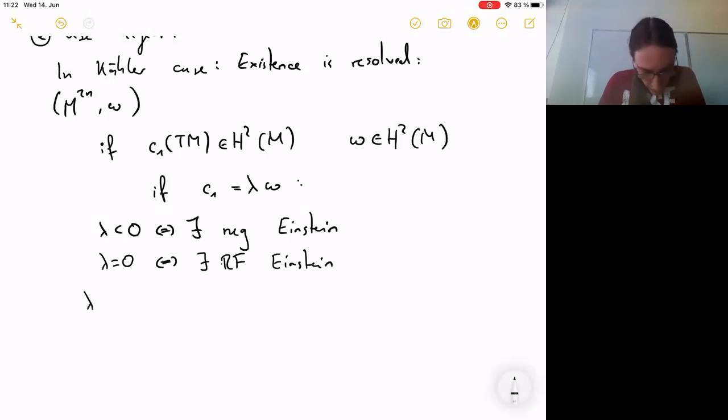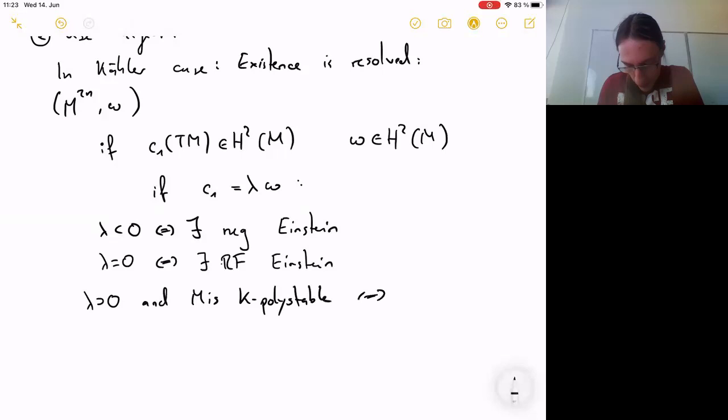And okay, if it's positive, then sadly this isn't equivalent. It would be too easy, but there is an extra condition, which is also of purely algebraic nature, which I will not explain. It's called K-polystable. So this is equivalent to a positive Einstein metric.